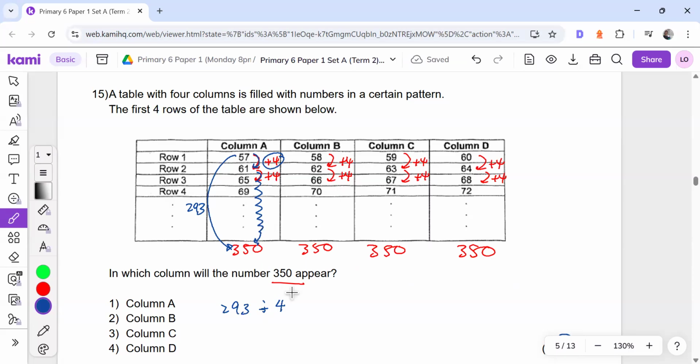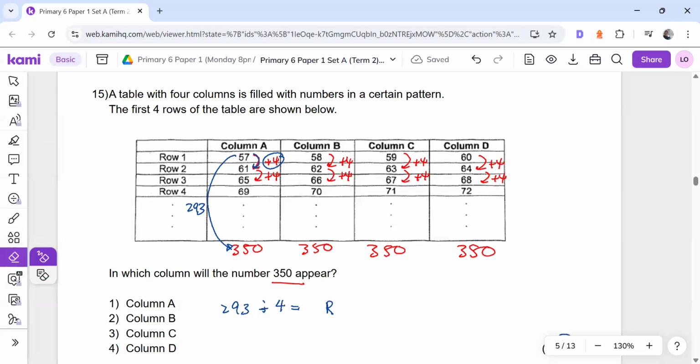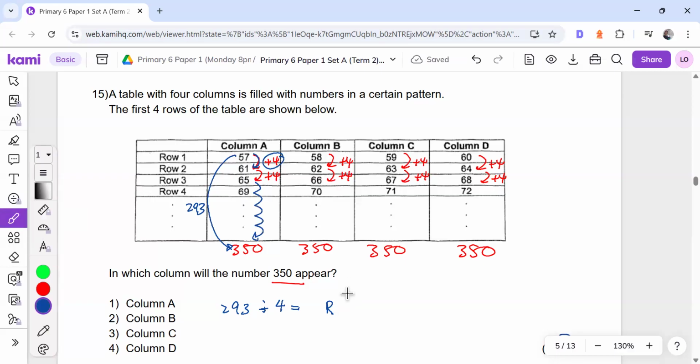If you divide and there's a remainder, then that's not the column, because you cannot have a remainder. You need to have a nice whole number when you divide, so that when you jump, you will get your answer. So you cannot have a remainder. If you take 293 and divide by 4, there's a remainder. Yes, 73 remainder 1. So column A is out.